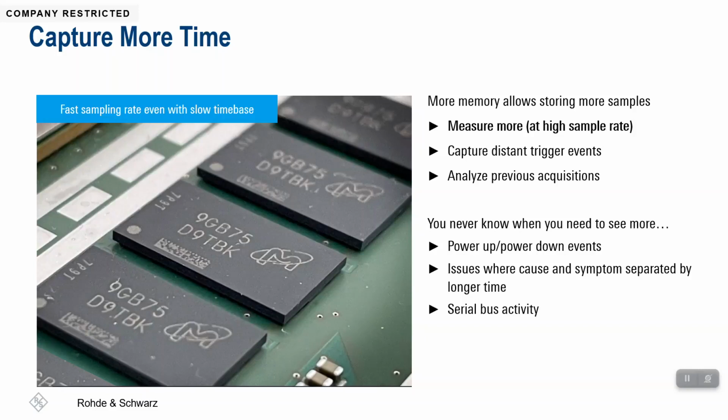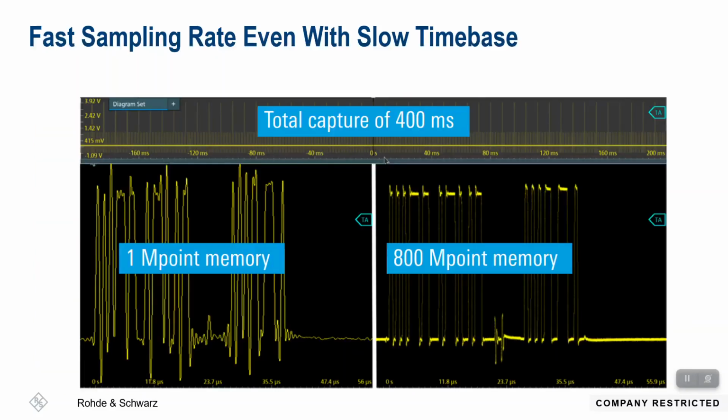So we say that more memory allows you to capture more time, and that's because it allows you to capture more time at a high sample rate. Here's an example of that. We have a 400 microsecond capture, and then two different zoom windows. The zoom window on the left is when we only had a megapoint of memory, and you can see that the signal looks distorted and it varies.